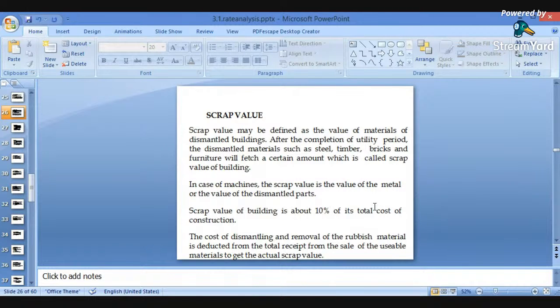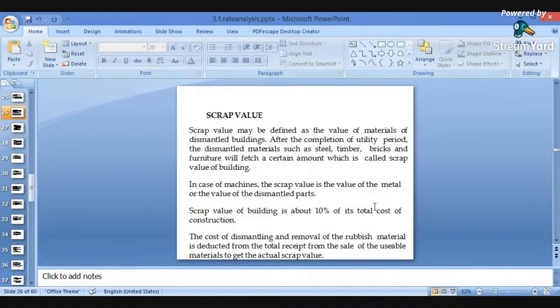Of the total cost of the constructions, 90% we can consider as the construction cost. Out of the total cost of the construction, 10% we will consider as the scrap value, out of the total cost of the constructions.